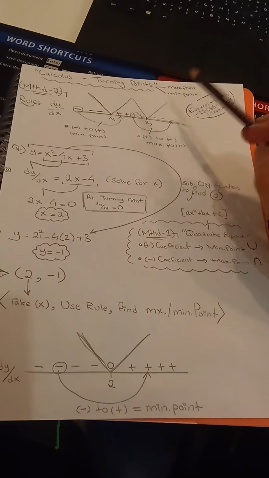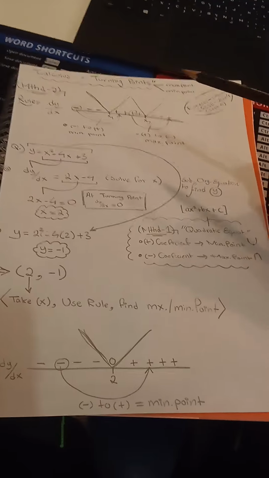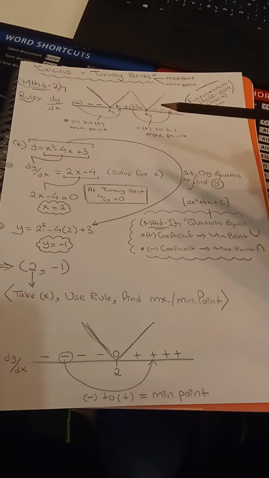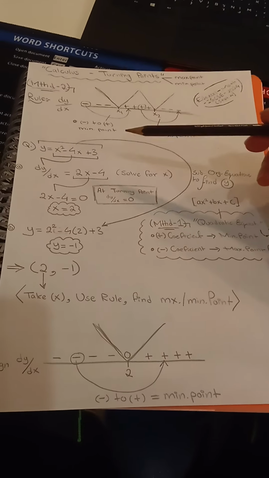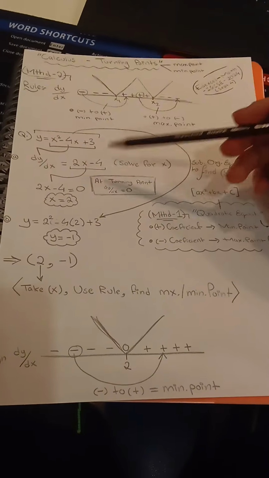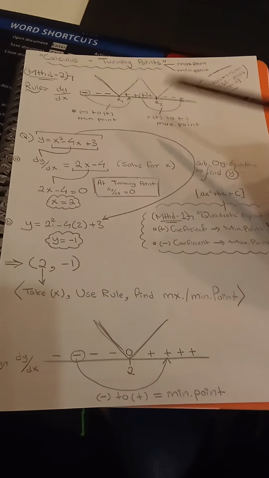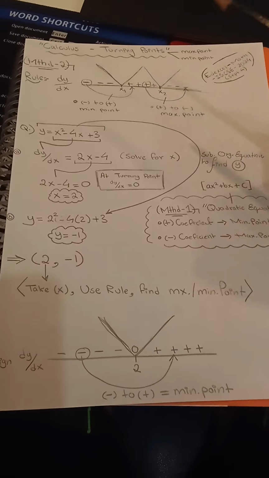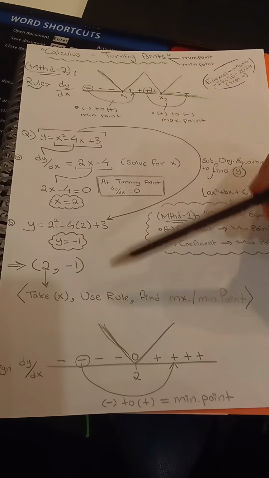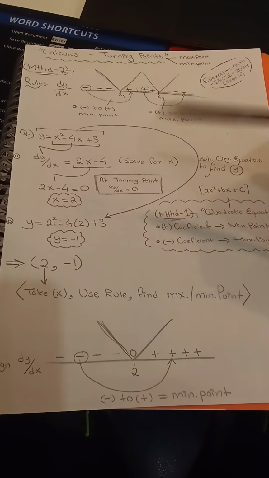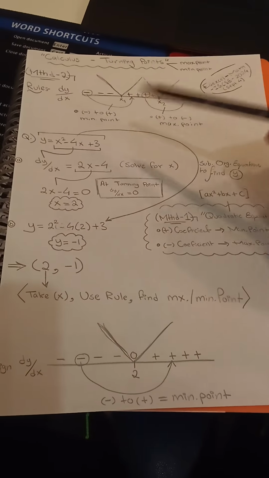But in calculus, if they ask you to determine the maximum or minimum point using the derivative or showing your steps, then you have to use the derivative and use this rule. And this is what I think most are being confused about, using this rule. So how do you apply this rule to find the maximum or minimum point without using the graph? That's what I'm going to show here.